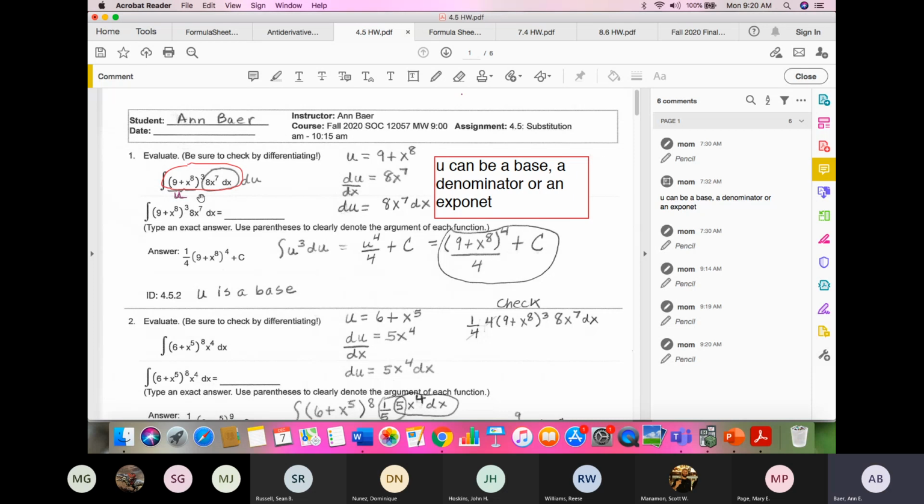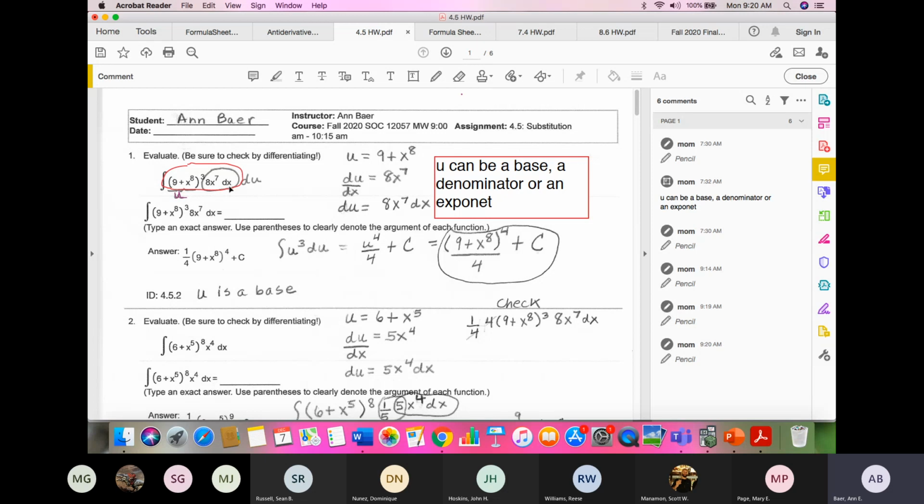So what have we done so far? Our u is just the base here, 9 plus x to the 8th. We still do have a 3 here. Just want to make that known. We're just going to leave that number as a 3. We can handle that. Then what's left? 8x to the 7th dx.